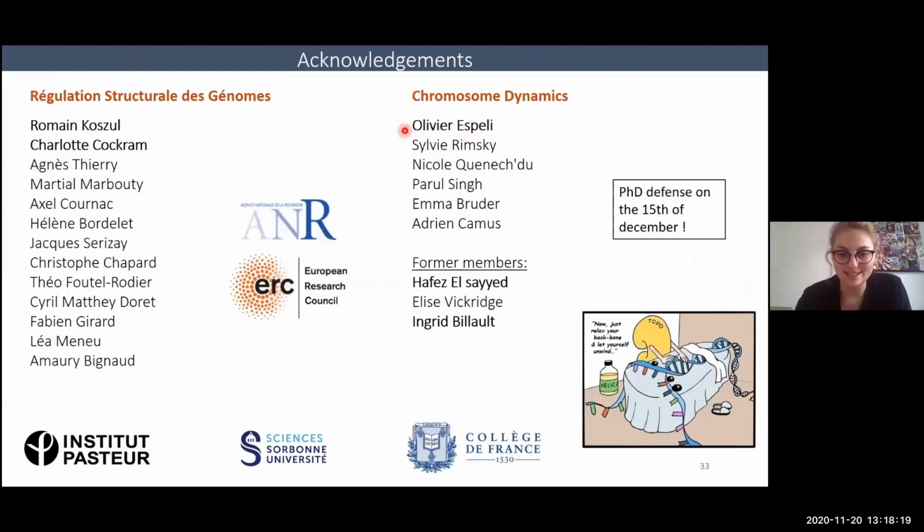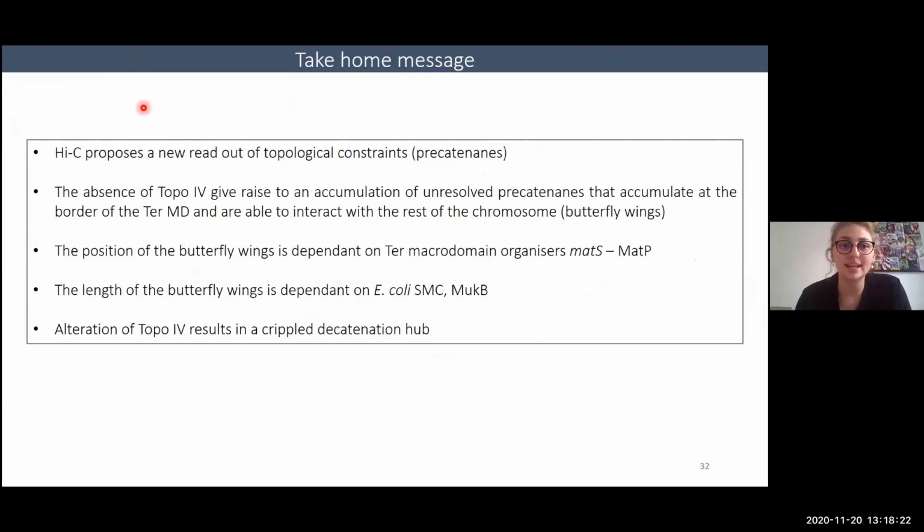So as a take-home message, we propose that Hi-C is now able to give a new readout of topological constraints, in our case precatenanes. The absence of Topo IV gives rise to an accumulation of unresolved precatenanes that accumulate at the border of the Ter macrodomain and are not able to contact the rest of the chromosome, which we call butterfly wings. The position of these wings is dependent on the Ter macrodomain organizers matS and MatP. The length is dependent on the E. coli SMC MukBEF, and the alteration of Topo IV results in a crippled decatenation hub.